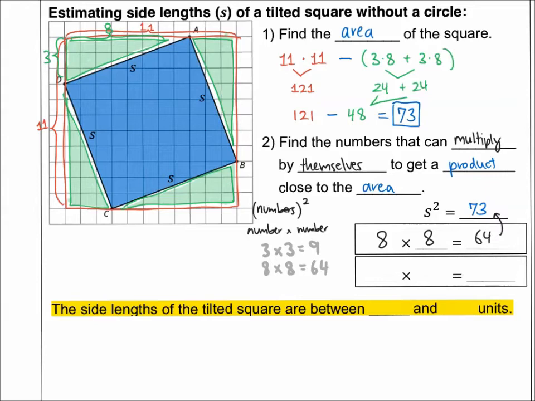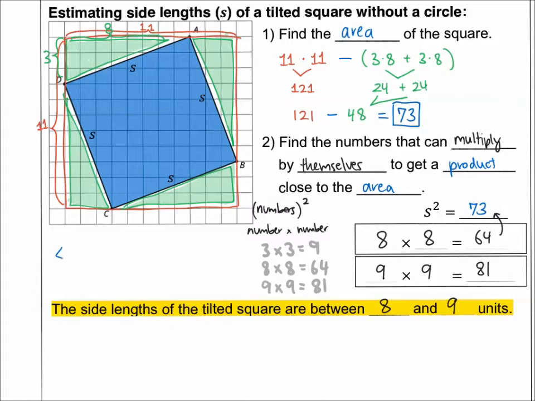The next larger number would be 9 times 9, which is 81, and that's just slightly larger than 73. So I'm also going to put that as a possible side length. 9 times 9, 81. Because neither of these side lengths, either 8 or 9, gets us exactly 73, we'll have to assume that the side length that we want is between 8 and 9.